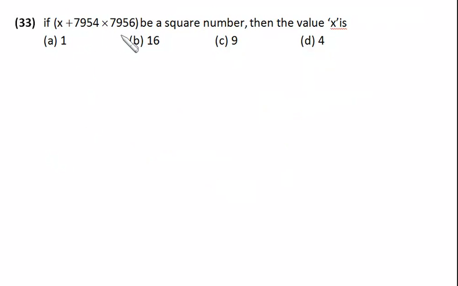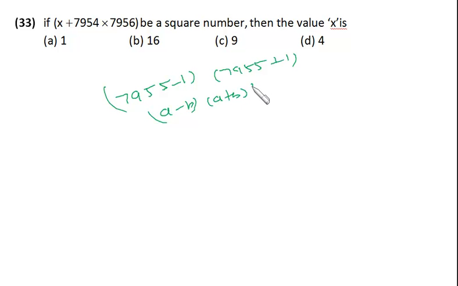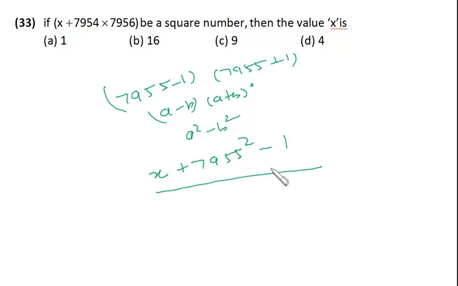x plus 7954 into 7956 is a square number, then the value of x is... Could you recall 7954, 7956? Could you recall 7955? This is 7955 minus 1 and this is 7955 plus 1. So it is in the a minus b, a plus b format. So it is a square minus b square, that means 7955 square minus 1, and here we have x. Now we want this to be a perfect square.